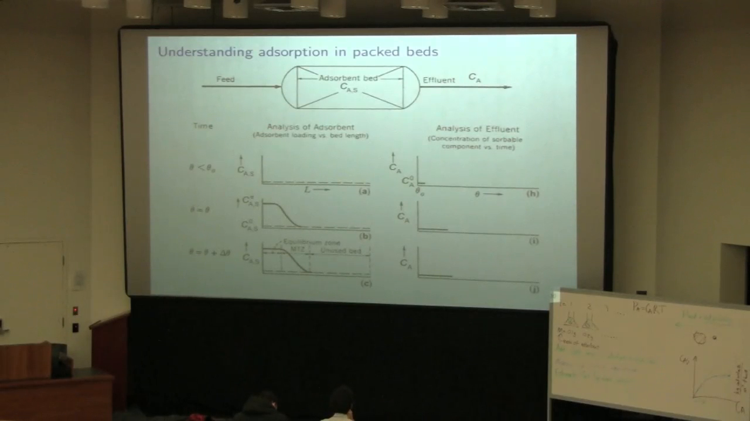So we'll look at what happens when the system is clean. So I've regenerated the bed, my adsorbent is unloaded, it's ready to be used. There is some non-zero concentration of adsorbent on the solid already. So that dashed line is not, it's just off zero. When I regenerate my bed, I never regenerate it perfectly.